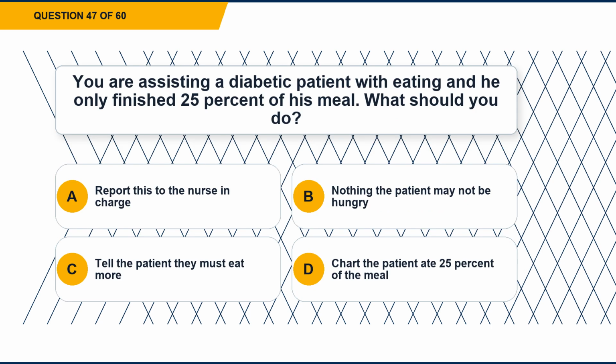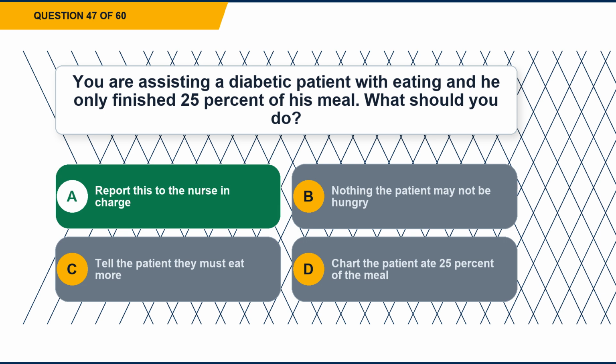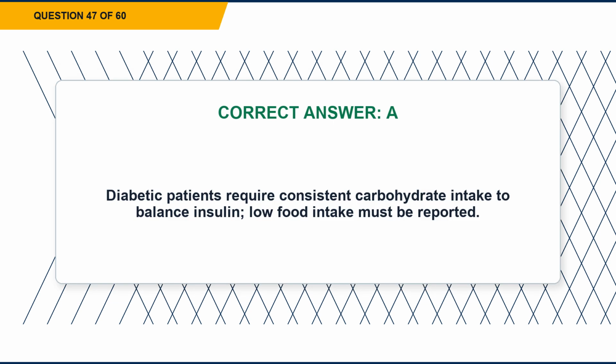Question 47. You are assisting a diabetic patient with eating and he only finished 25% of his meal. What should you do? Option A. Report this to the nurse in charge. Option B. Nothing, the patient may not be hungry. Option C. Tell the patient they must eat more. Option D. Chart the patient ate 25% of the meal. The correct answer is option A. Report this to the nurse in charge. Explanation. Diabetic patients require consistent carbohydrate intake to balance insulin. Low food intake must be reported.